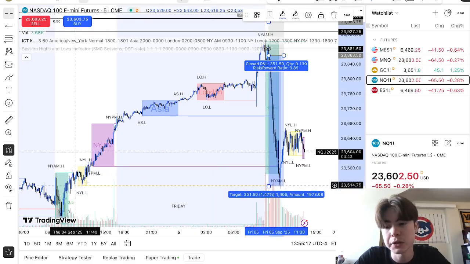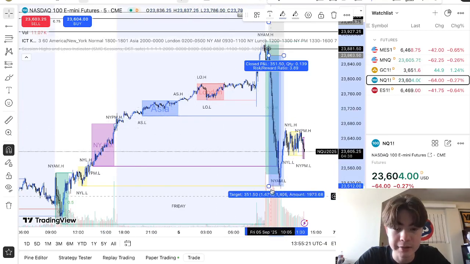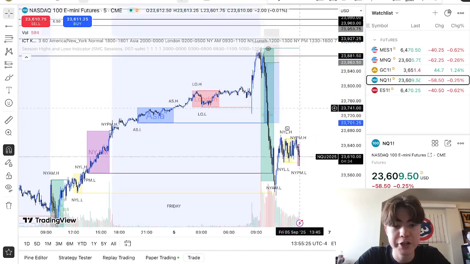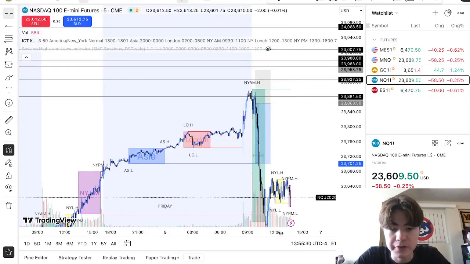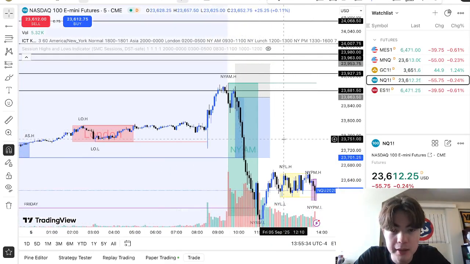But keep in mind, New York lunch session and New York PM session lows are not as strong draws as Asia and London. So the safest trade today would have been to take this short to Asia low, and that got smashed. But yes, you could have targeted these lows using this indicator. But today, I would have just caught that Asia session short. So that's really what you can use the indicator for.